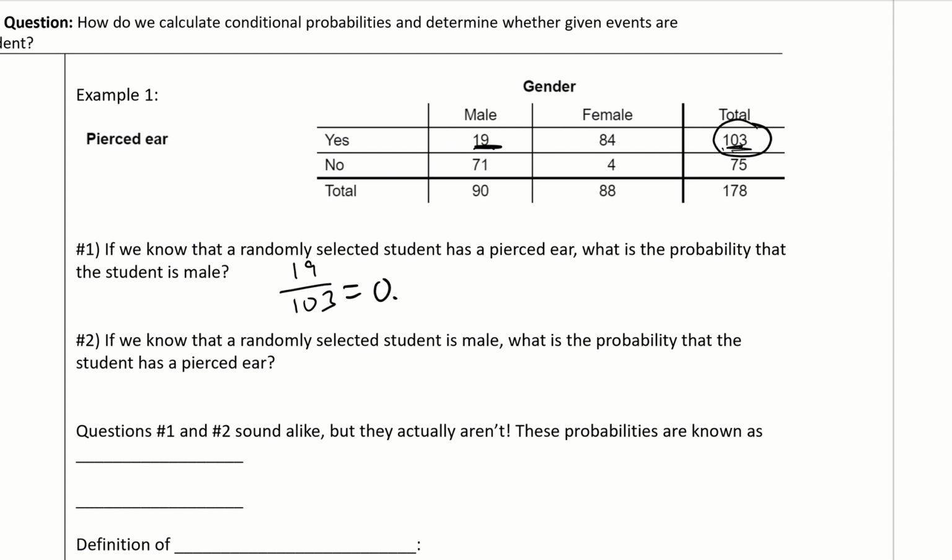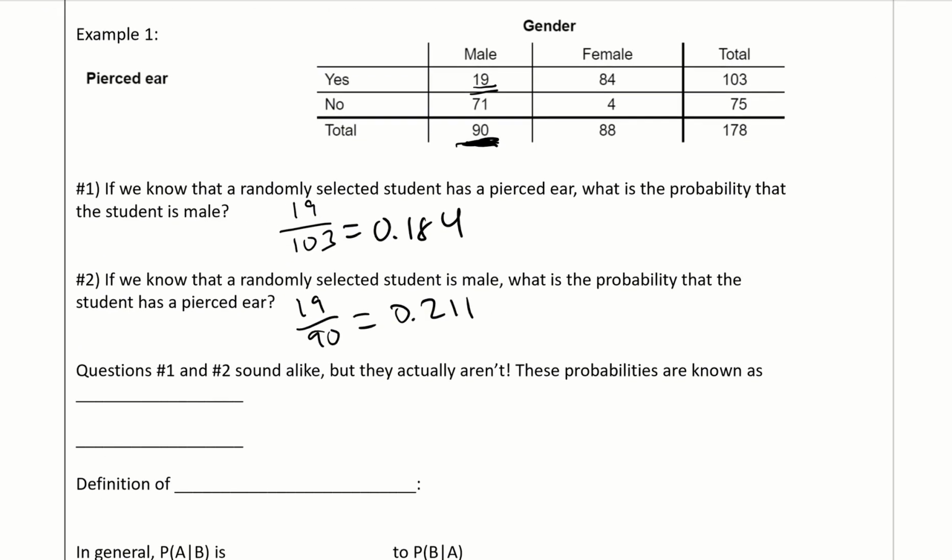0.184. The next one: if we know that a randomly selected student is male, we're looking at this male column. There are 90 males. What's the probability that the student has a pierced ear? There are 19 out of those, so it's 19 out of 90, and this is 0.211. Notice that number 1 and number 2 sound alike, but they actually aren't.